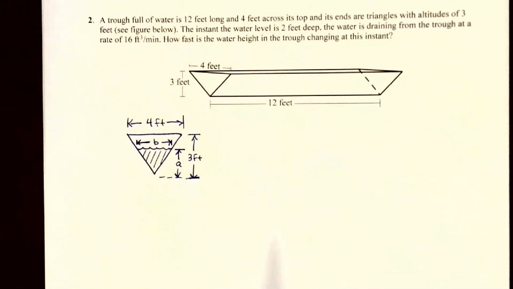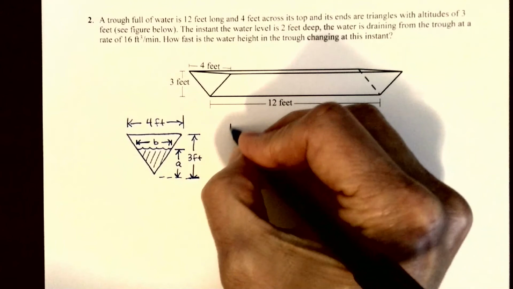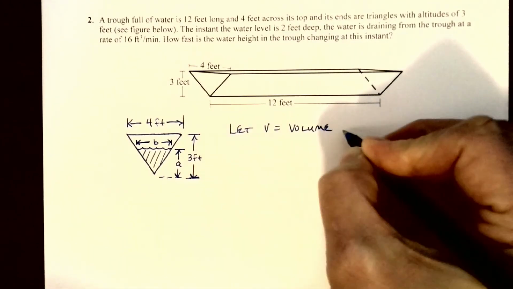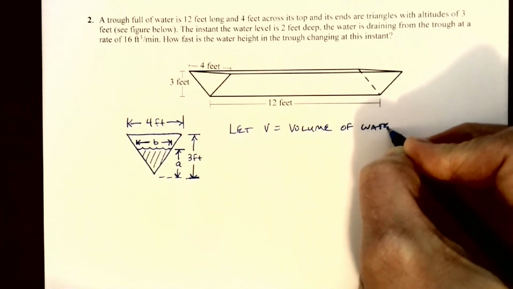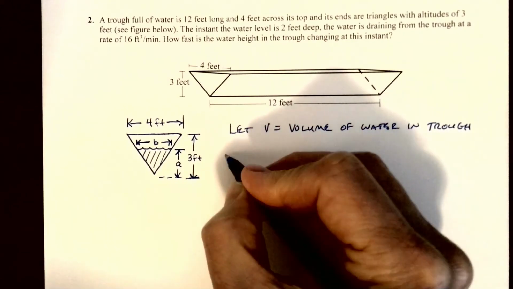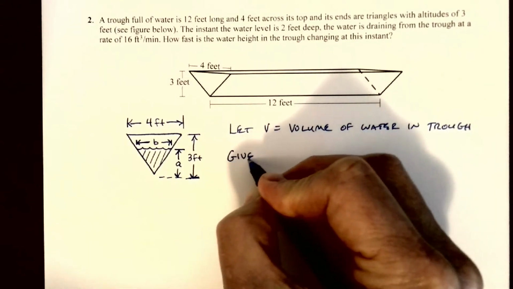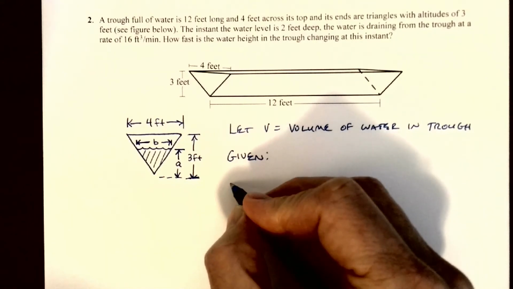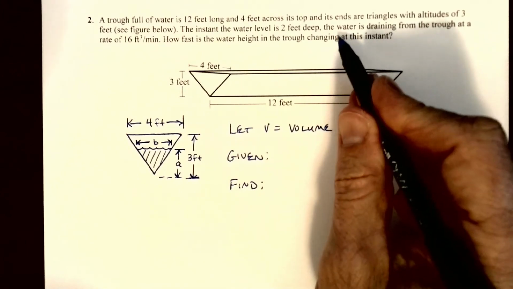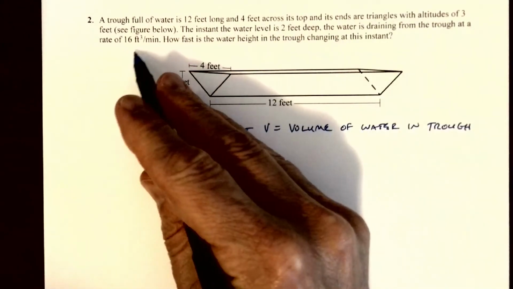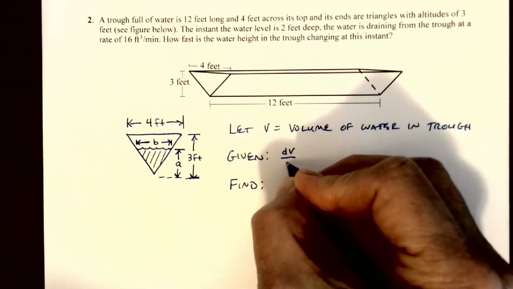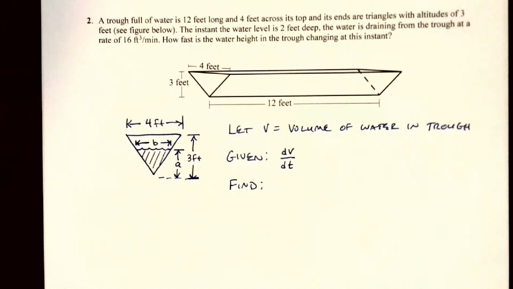Well, that represents the volume of the water in the trough. So we're going to let V equal that volume of water in the trough. Now, what's our given rate of change, and which rate of change are we asked to find? Well, the given rate of change, we just said, was that the water is draining from the trough at a rate of 16 cubic feet per minute. So that's the rate of change of V, the volume of water in the tank, with respect to time. That's the derivative dV/dt.